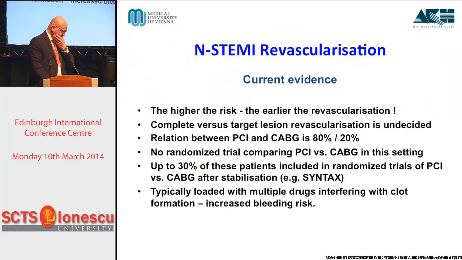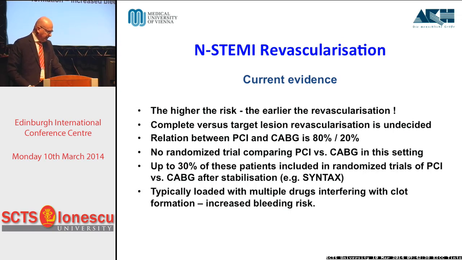If we look now on the available evidence in revascularization procedures in NSTEMI situations, usually, and this is confirmed by all the literature, the higher the risk of the patient, the earlier the revascularization should take place. It is not really decided if complete or a target lesion revascularization should take place as an initial procedure, and the relation which is observed in general practice between PCI and CABG is about 80% to 20%.